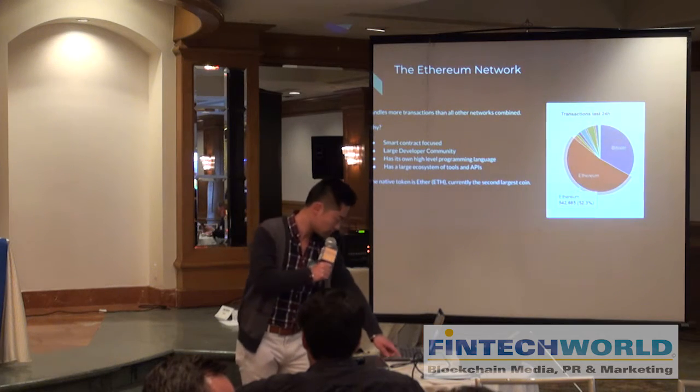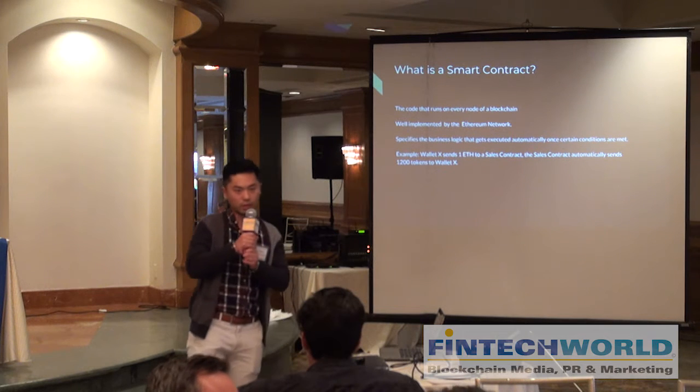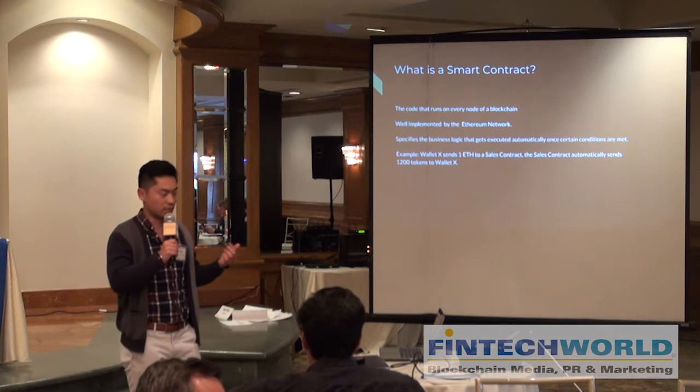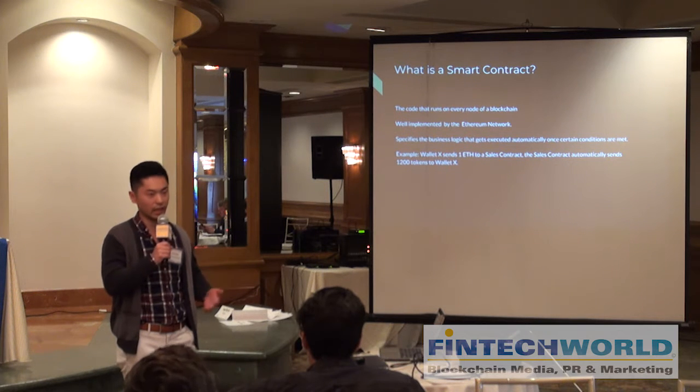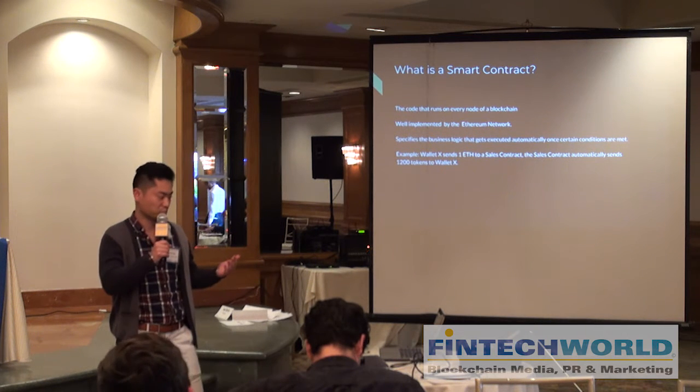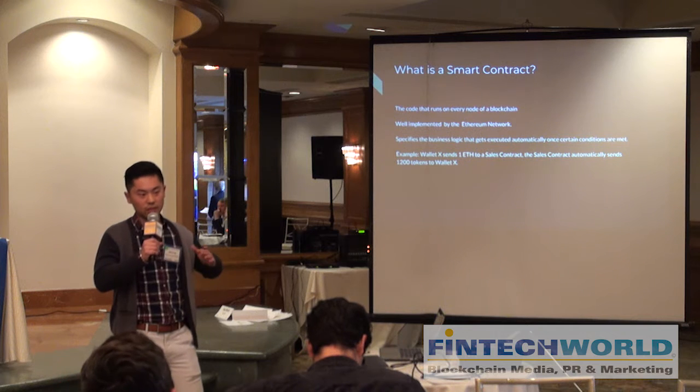Okay. All right, so what's a smart contract? It's a piece of code that runs on every single node of the network, and it's in charge of pretty much describing the business logic of your application and making sure that everything happens automatically. So one example is, if I send you some Ether to a sales contract, I automatically get back some tokens. There's no getting around that.